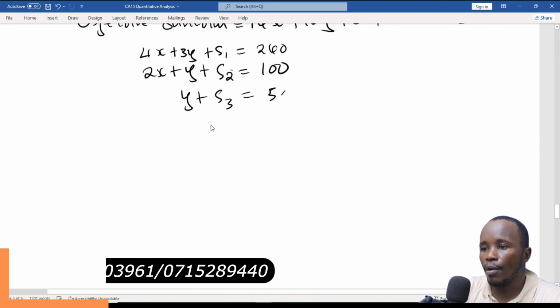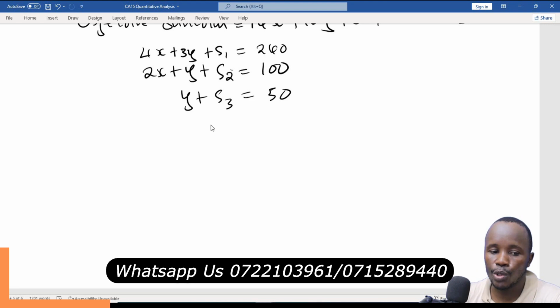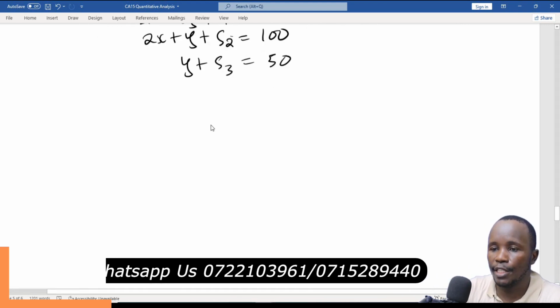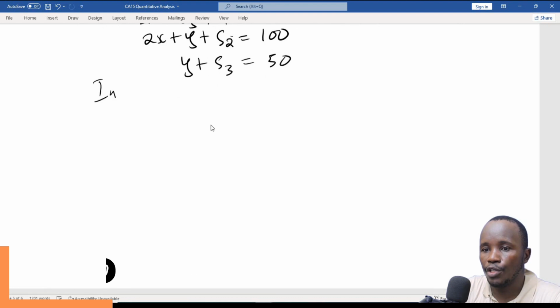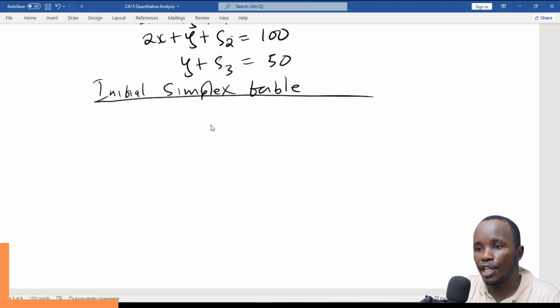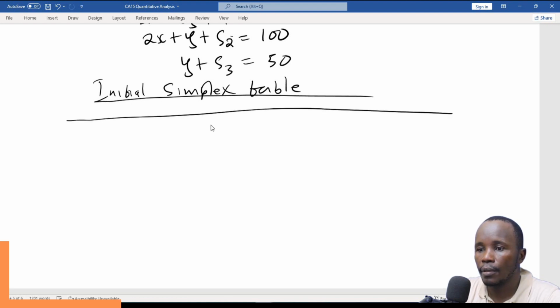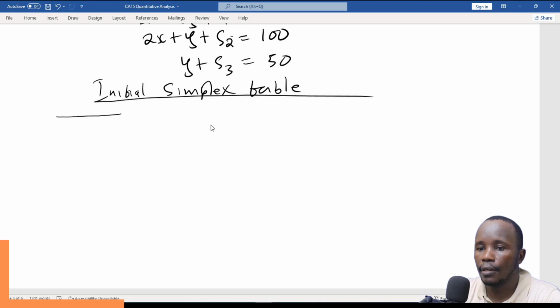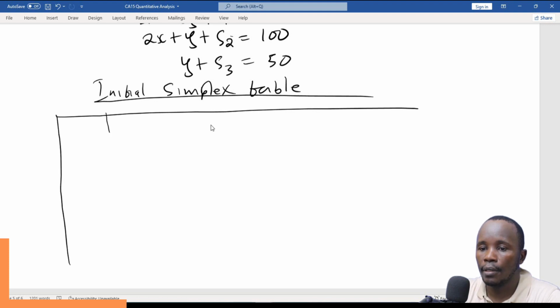Good. Now, we have introduced our slack variables. We need to come up with the initial simplex table. With our initial simplex table, we need to draw the table nicely.